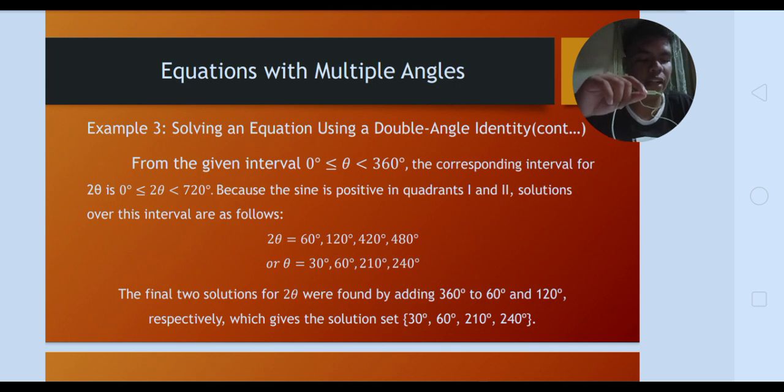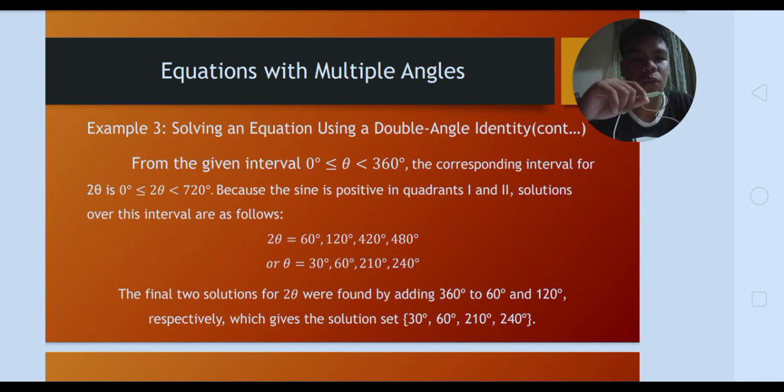The reference angle here is 60 degrees. Notice that 60 plus 60 is 120, and 420 plus 60 is 480. Therefore, the reference angle is 60 degrees. Or theta is equal to 30 degrees, 60 degrees, 210 degrees, and 240 degrees, which is divided by 2. So, the reference angle is 30 degrees, so we divide by 2.